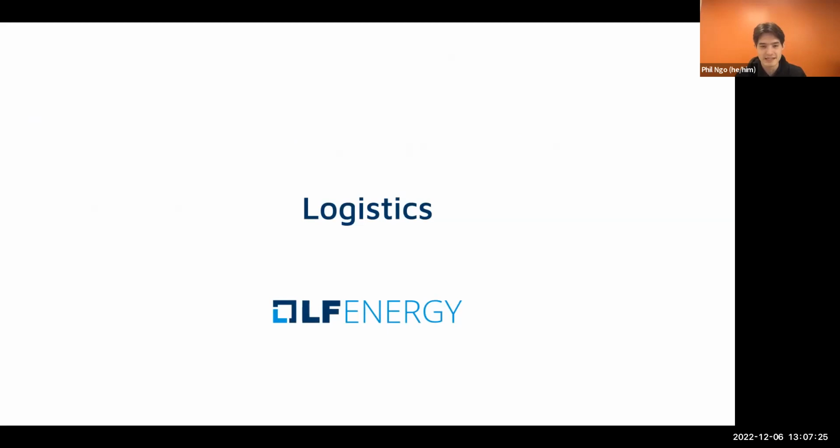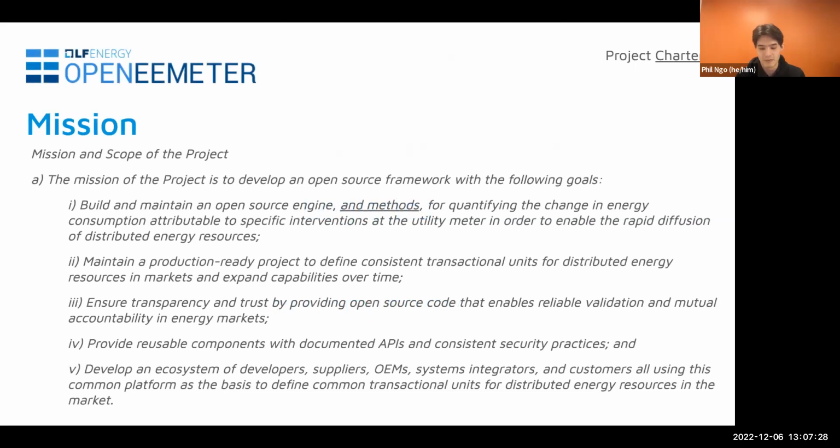First of all, some logistics. What better way to start than to look at the mission and scope of this LF Energy project. You can see some of the key text here. I won't read it all out, but I will call out something that we didn't appropriately cover, since we had a busy agenda last time: we're combining the open source engine and the methods into one. These both fall under the same charter in the OpenEEmeter.